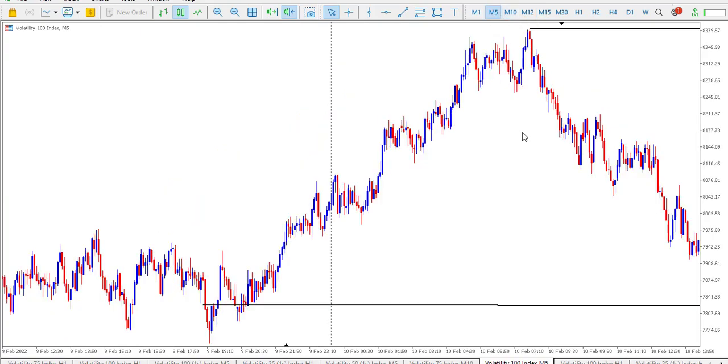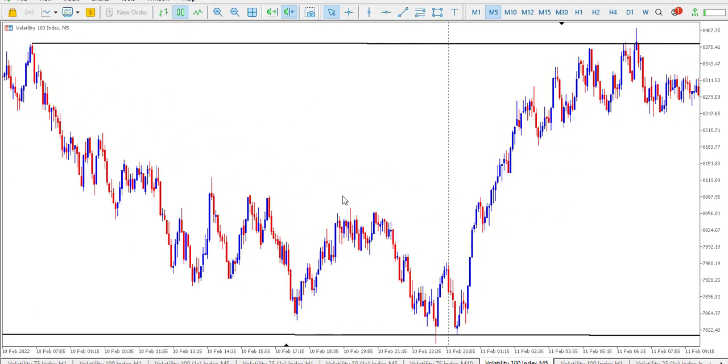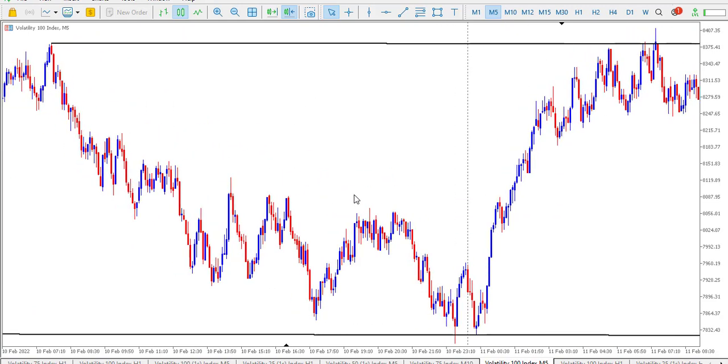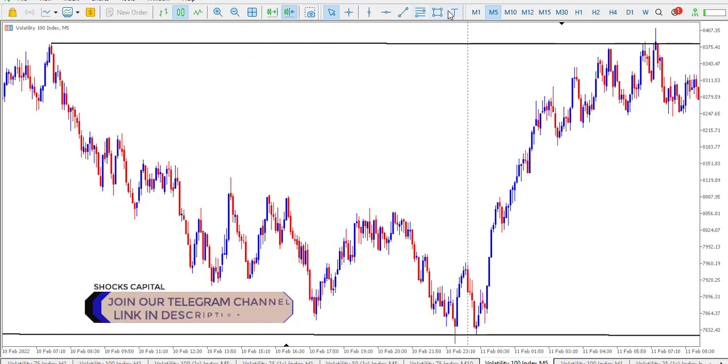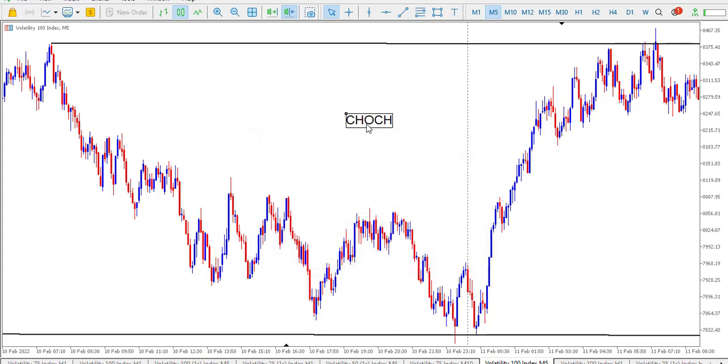But we want to get our entry from the M5. So number 1, remember I said you can use what we call change of character, or CHoCH. Let's just write it down: change of character, right? We can use this. What is this? This is a scenario where we are having a liquidity grab before going into a point of interest, then move up and break structure. Do you understand? That's what we are saying when you say CHoCH.